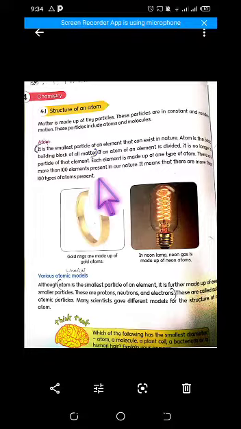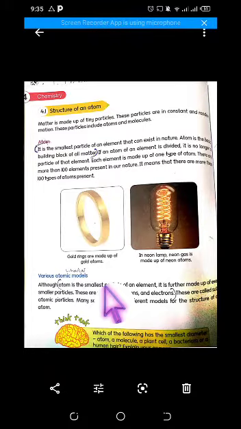As you can see in your book, the various atomic models have been shown. The atom is the smallest particle of any element, and it is further divided into its subatomic particles. And what are those subatomic particles? These are protons, neutrons and electrons. These are called subatomic particles.